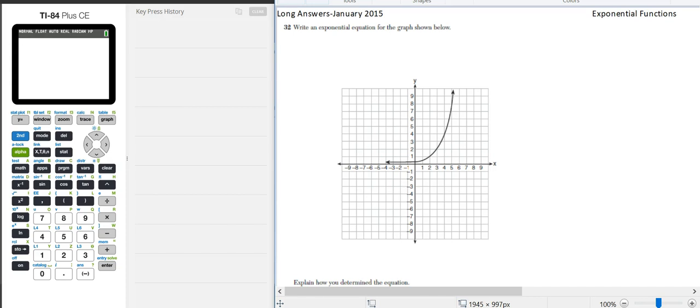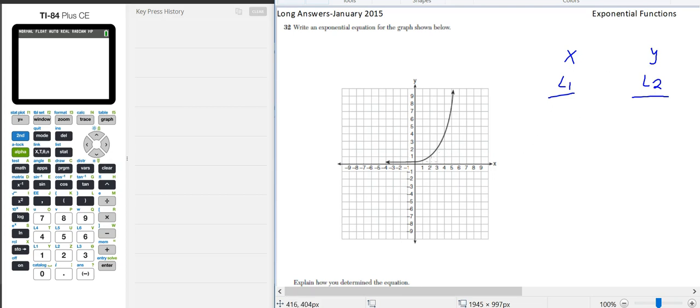The easiest way to do this is by doing it on the calculator. If we find x and y coordinates, we can plug our x coordinates into L1 on the calculator, and our y coordinates into L2, and have the calculator calculate for us an exponential regression equation. So let's look at our x and y coordinates.